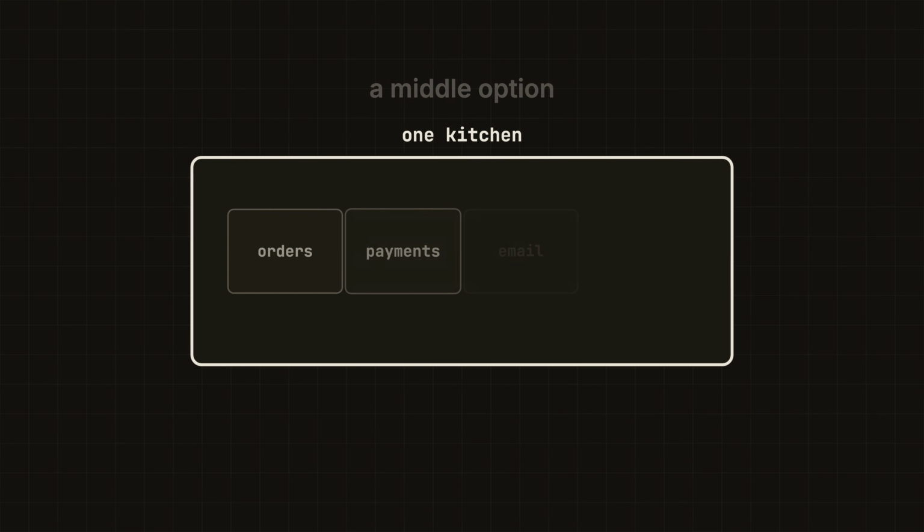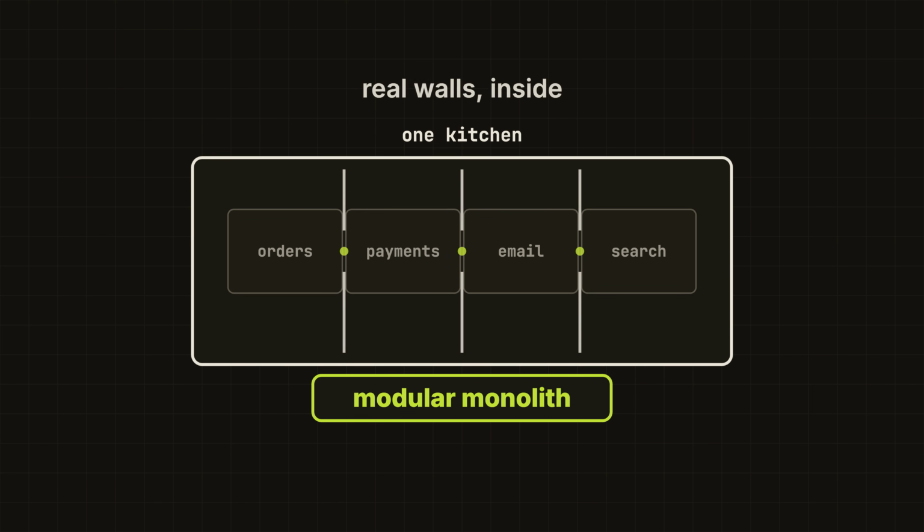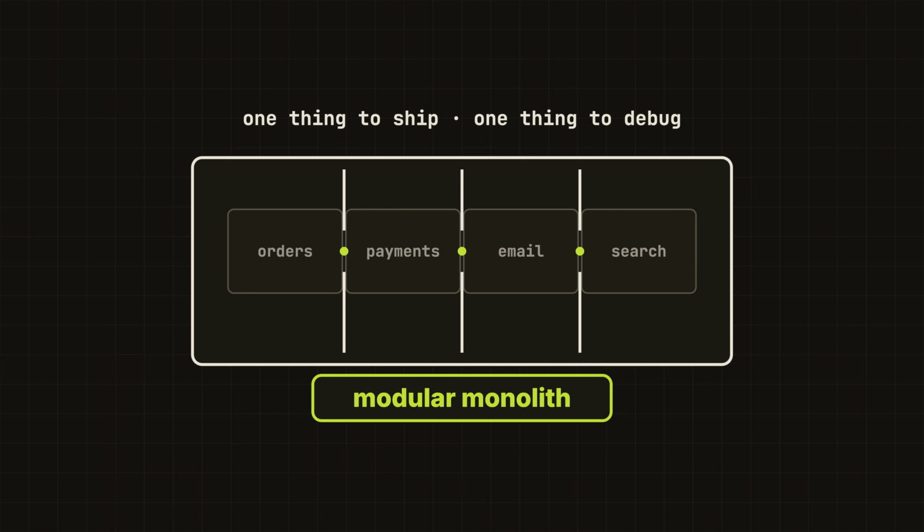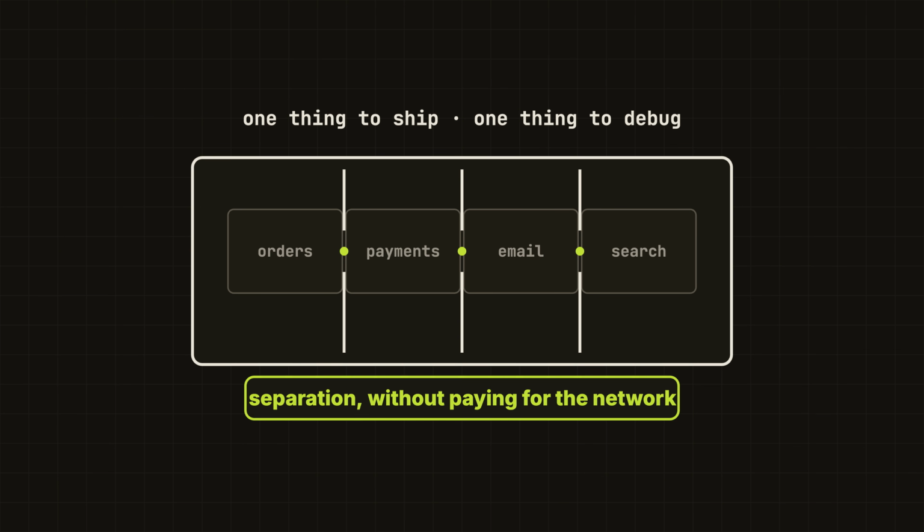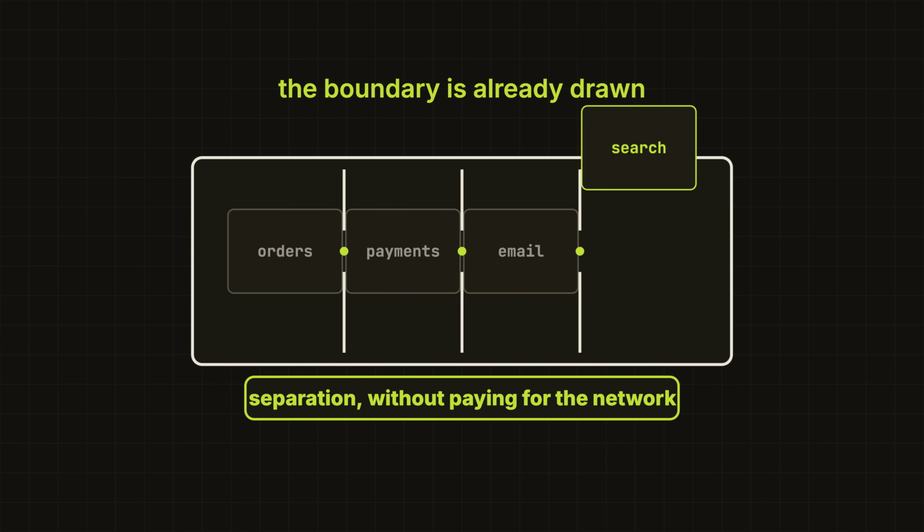And there is a middle option that a lot of teams land on, and I feel it does not get talked about enough. It is called a modular monolith. Picture the walls going up inside that one kitchen, real boundaries, still one shutter. The idea is we keep one deployable unit, one thing to ship, one thing to debug, but we put real boundaries inside it, clear modules with rules about which module is allowed to reach into which. So we get the discipline of separation without paying for the network. And if one module later genuinely needs its own service, the boundary is already drawn. So pulling it out is a much smaller job as well.